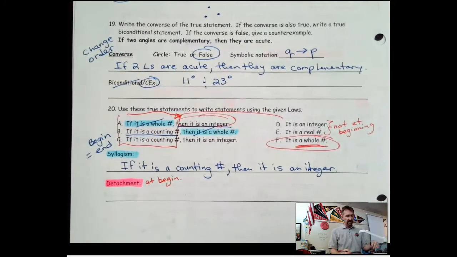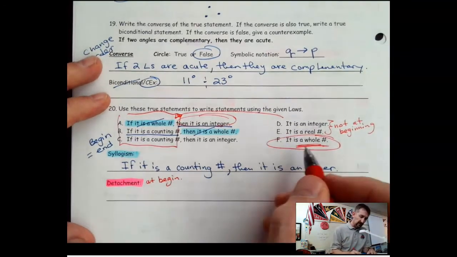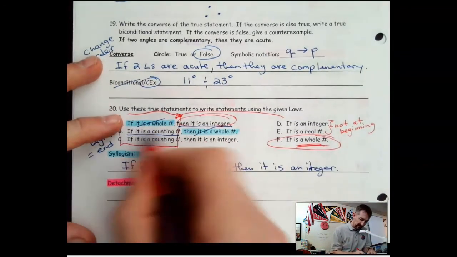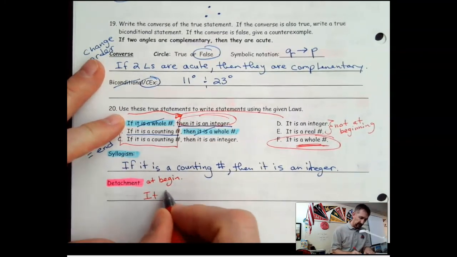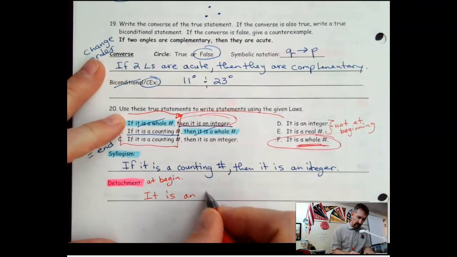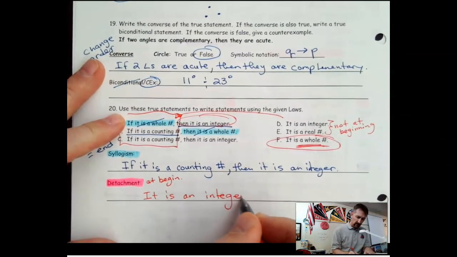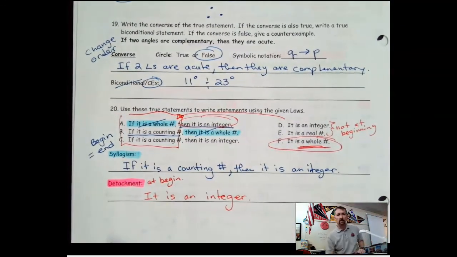So when we find something at the beginning, then the answer is the end. Example I like to use: if you clean your room, then you can go to the movies. You cleaned your room. Then you can go to the movies. That's the answer. So here you have a whole number at the beginning, so the answer is, it is an integer. All right. There we go. Have a good day.